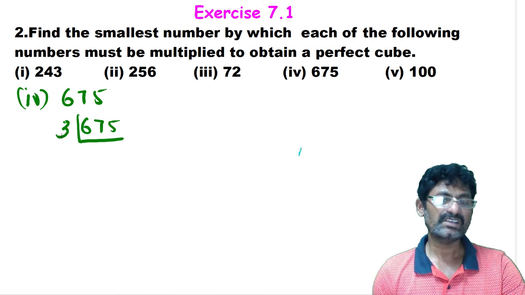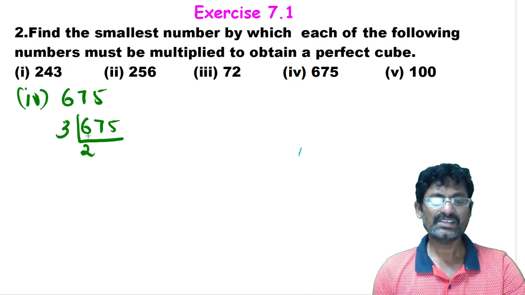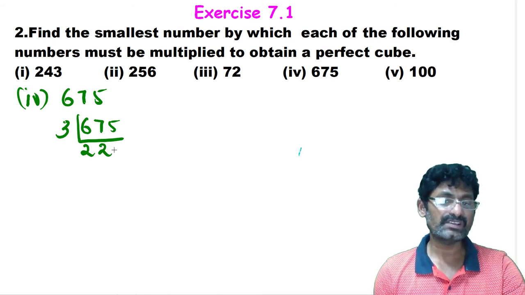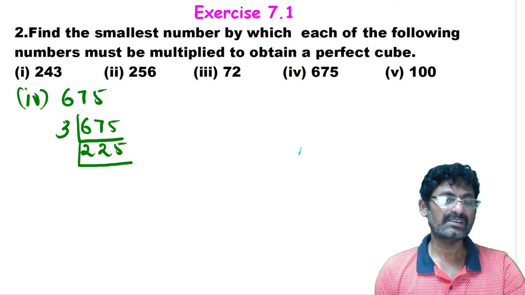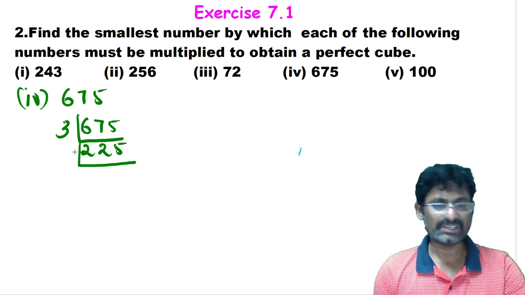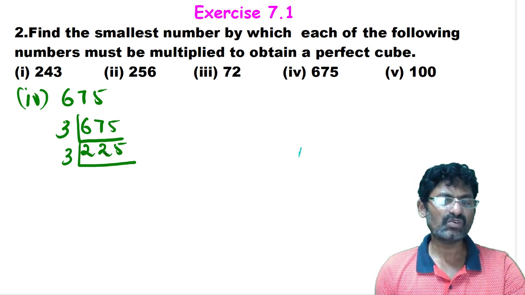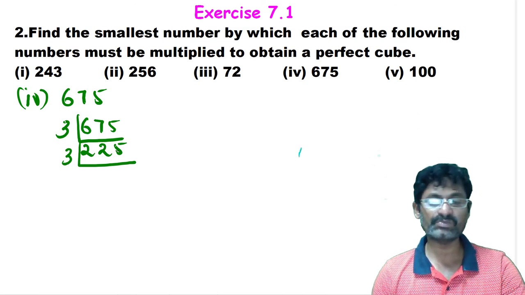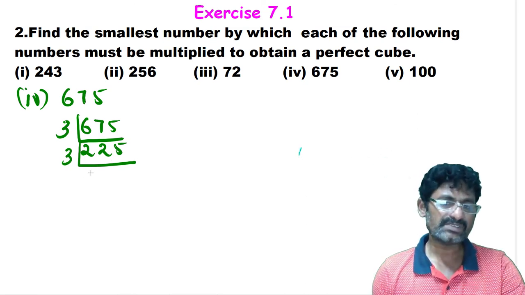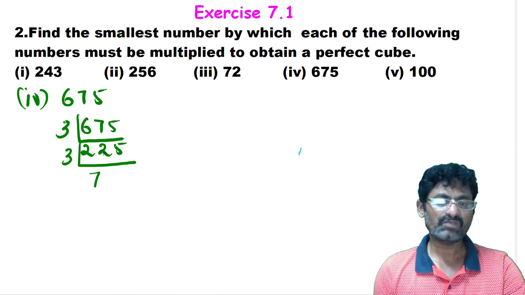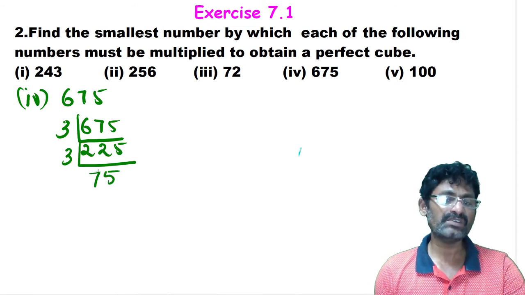So start with 3. So 3 times 2 is 6. Then again 3 times 2 is 6. 1 will be there. 15. 3 times 5 is 15. Again start with the 3. So 2 plus 2 is 4. 4 plus 5 is 9. 9 is divisible by 3. So 225 is divisible by 3. So 3 times 7 is 21. 1 will be there. 15 means 3 times 5 is 15.